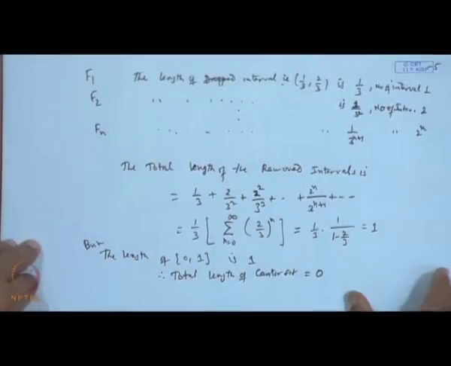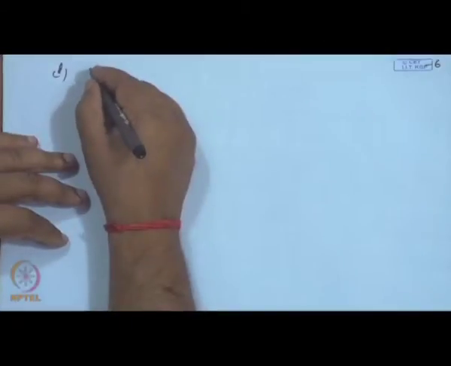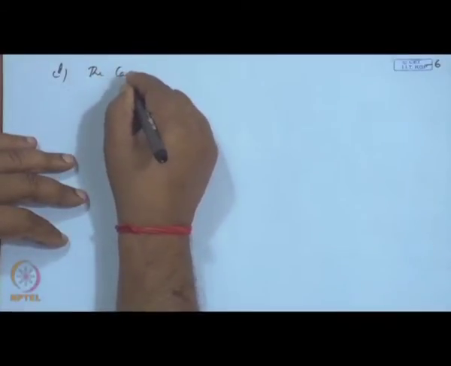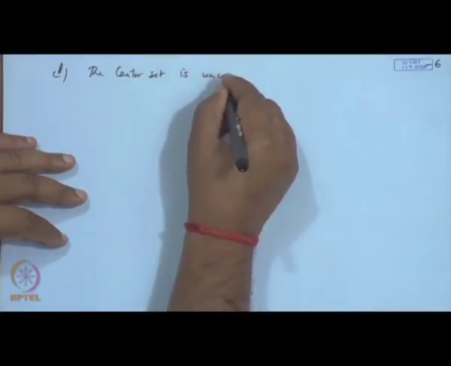Is it clear? Now, the last one which we want to show is the D part. The Cantor set is uncountable. Okay.